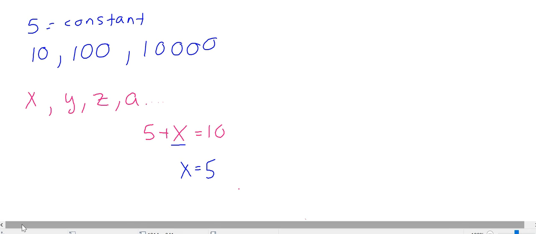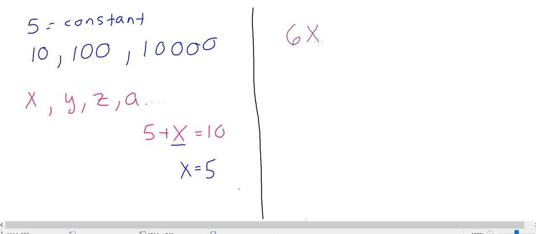Let's say you have a variable with a number attached to it, like 6x. What you're really saying over here is 6x is really 6 times x. But to make it easier, you don't have to write the multiplication sign between it. We just write it 6x and you know that it's 6 times x. This 6 in front of the x, this is called a coefficient.